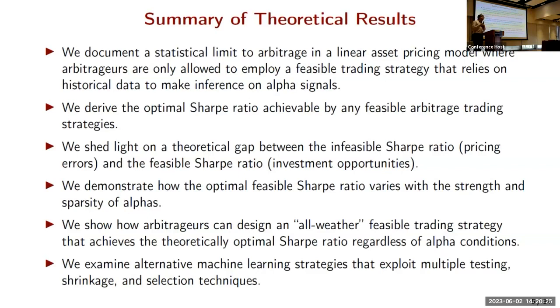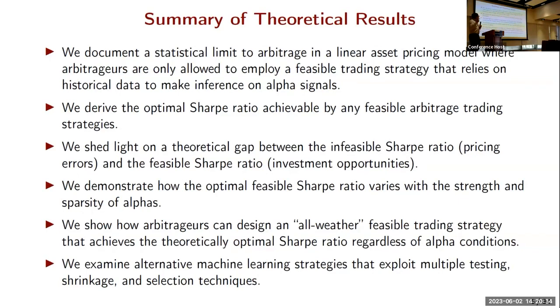All right. In order to rigorously show that there is nothing else arbitrageurs can do to close the gap, we actually have to design an all-weather feasible trading strategy. By all-weather, I mean that even without knowing the conditions, regardless of alphas being large or small, I don't need to know it. I can design this trading strategy such that it is optimal in all scenarios. So arbitrageurs can just apply our strategy to achieve the optimal Sharpe ratio. In the beginning, we give you an upper bound on the Sharpe ratio, and then we design a trading strategy to achieve it. That closes any gap in the theory.